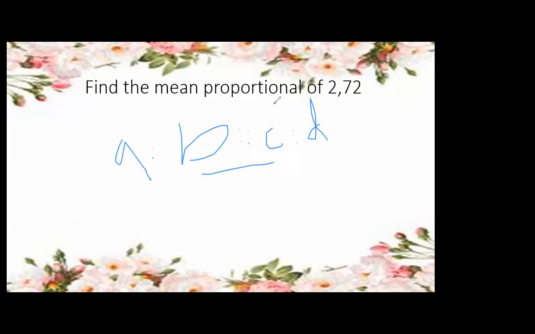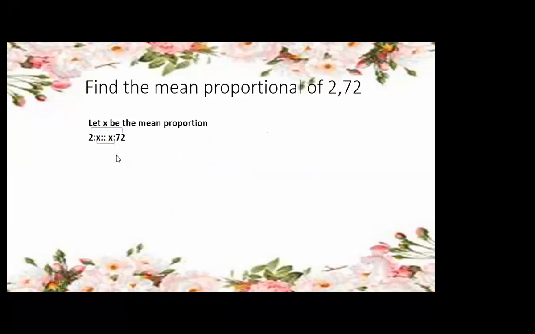So I can write 2 here, and in the place of B and C I can write X. 2 ratio X proportion X ratio 72. Is it clear? That means first I have to write: let X be the mean proportion. Then I can write 2 ratio X proportion X ratio 72, right? First we have to write down the formula. Then in the solution, I can write x into x, then 72 into 2, right?